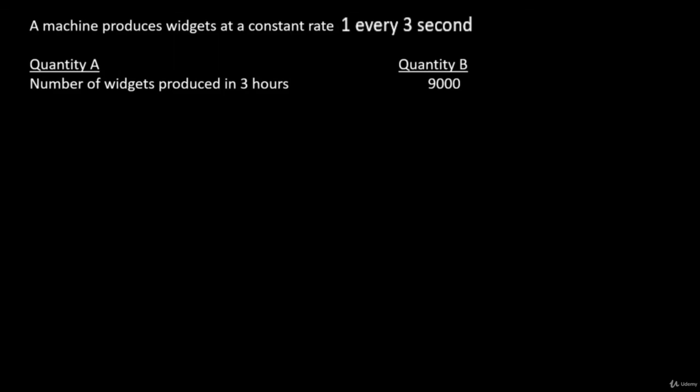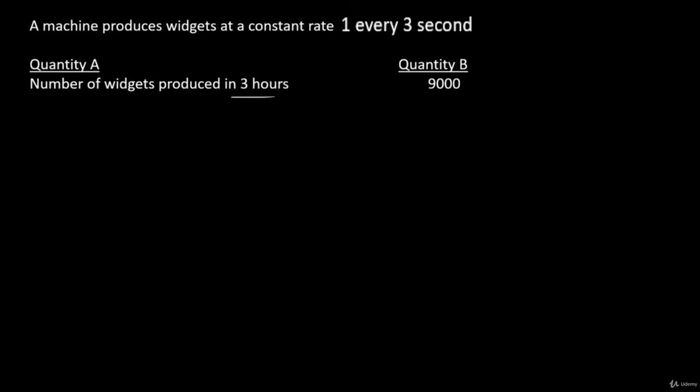Let's do this question. A machine produces widgets at a constant rate of 3 every second. Now quantity A is the number of widgets produced in 3 hours and quantity B is 9,000. Alright, pause the video, give it a try and then let's do it together. Alright, we are back. I hope you have given it a try.